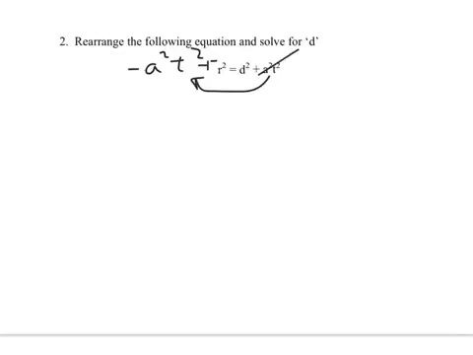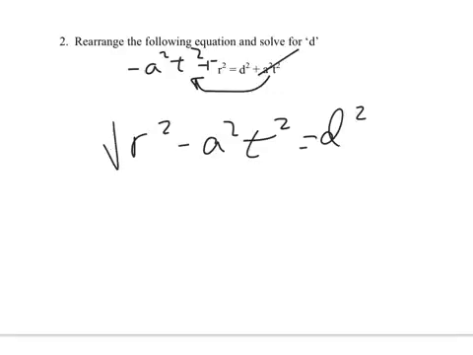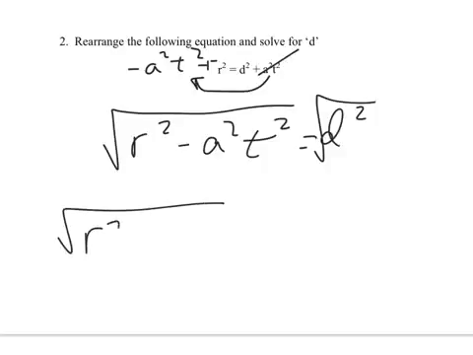That goes away. So we have our r squared minus a squared t squared equals d squared. We want to solve for d, not d squared, so we do need to take the square root of both sides. Square root of the left, square root of the right. And we have the square root of r squared minus a squared t squared equals your d. You are done at this point. Do not go any further.